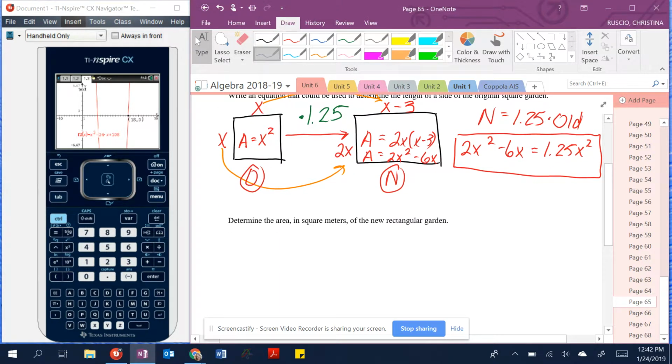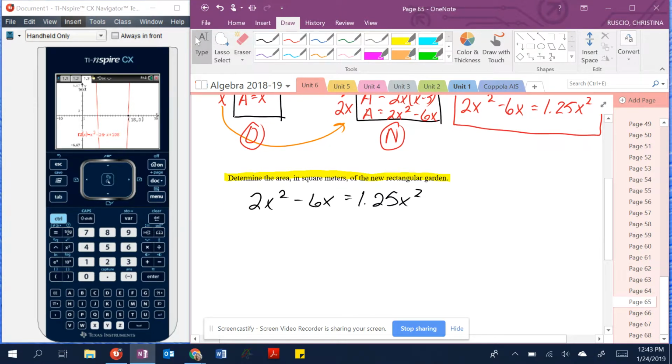That looks a little scary. I'm guessing that they're going to tell us to figure out the sides. Oh, no. Wow, let's read the directions here. It says determine the area of the new rectangular garden. But in order to get the area, pretty sure I got to find the side lengths. So this is a super interesting question. So what? 2x squared minus 6x is going to equal 1.25x squared.